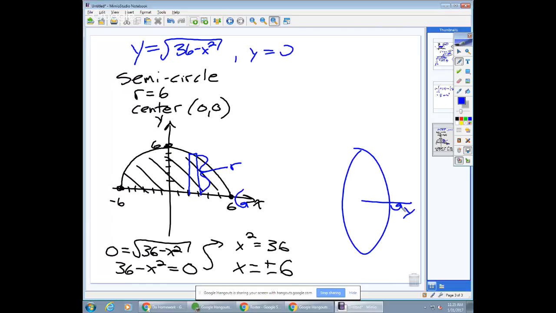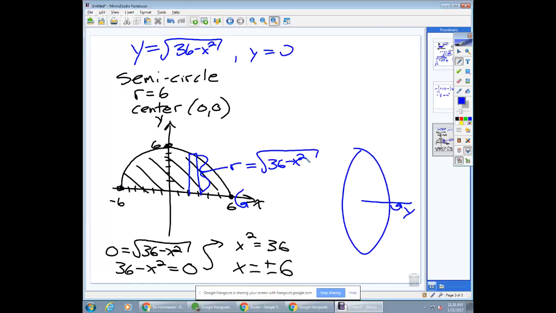So r here is vertical, so that means it's a y value, right? Okay, and we know what y is equal to here. So those are my radii here. What am I going to generate in 3D here when I revolve a semicircle like that? A sphere, yeah, it's going to be a sphere. Okay, so we're going to make a sphere out of this.